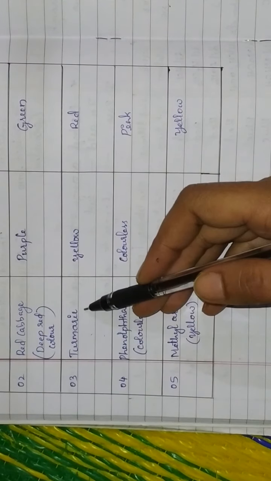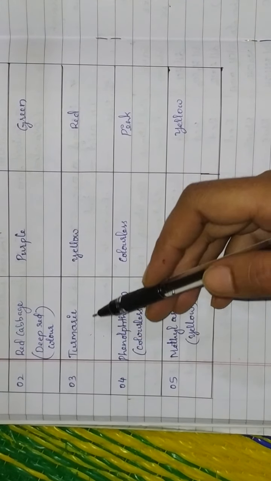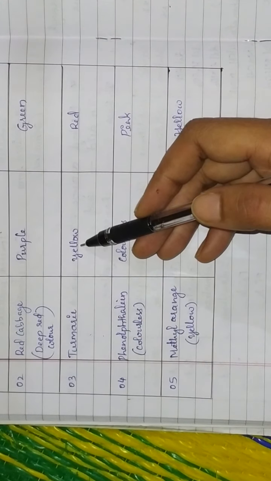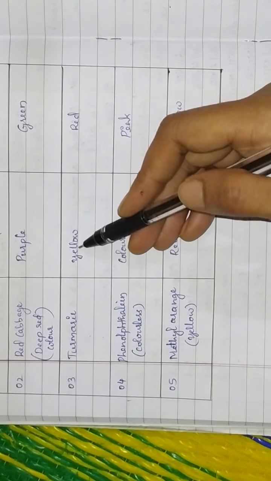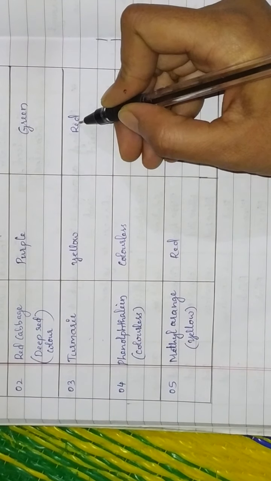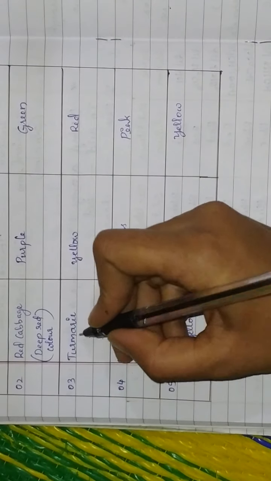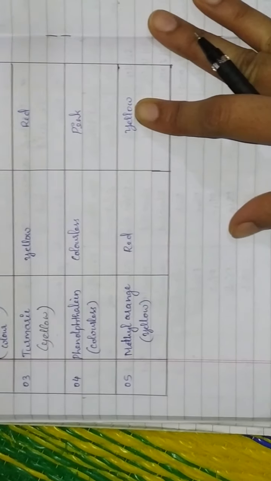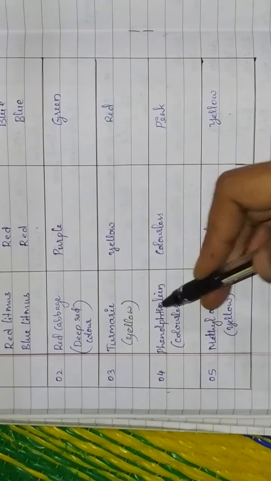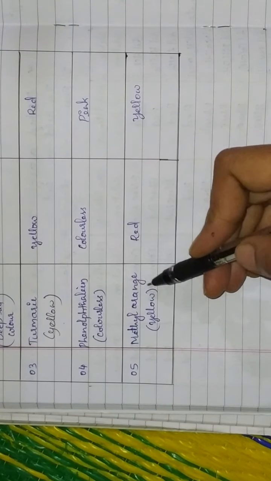Next we'll see turmeric, the third one. Its color is yellow, and it remains yellow in acidic solution. But its yellow color changes into red in basic solution. Actually, this turmeric color is yellow. Next, these are the natural indicators. Let us see synthetic indicators.